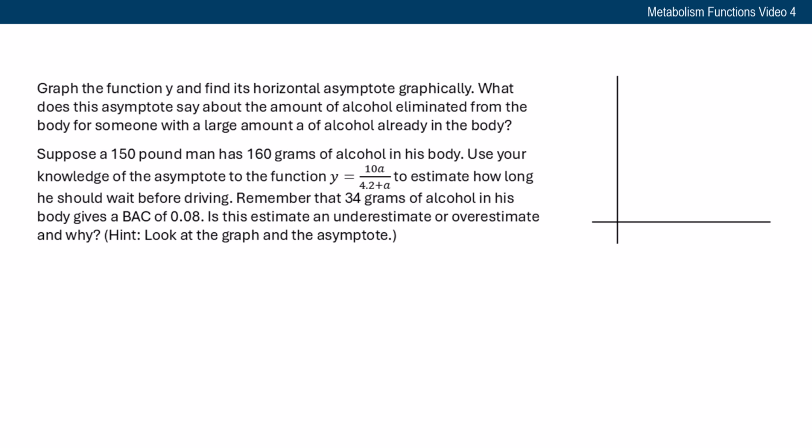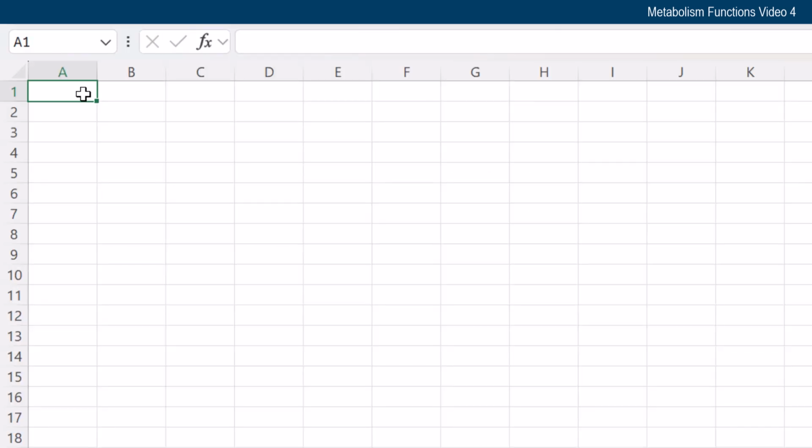So the first thing we're going to do is go to an Excel sheet and play around with the formula. And then I'm also going to show you what happens with our graph and looking at the asymptote that shows up. So we'll unpack this first with the Excel spreadsheet. Okay, so what we're going to do is create an Excel spreadsheet that really helps us understand how we're going to break down that 160 grams of alcohol in his system.